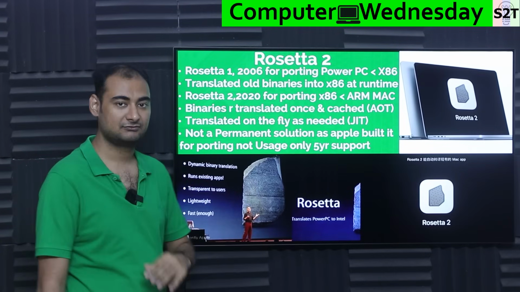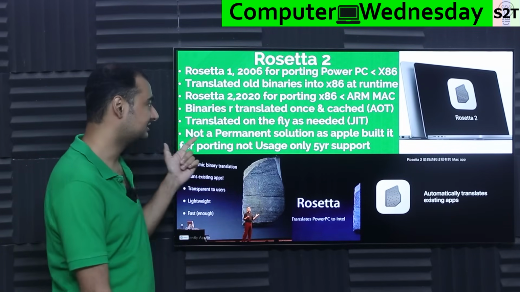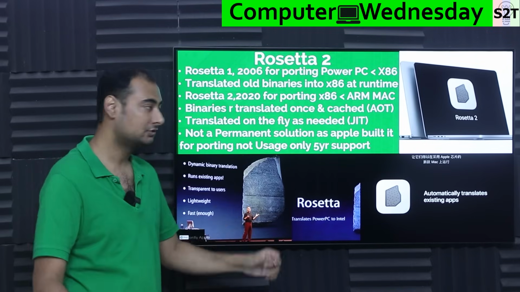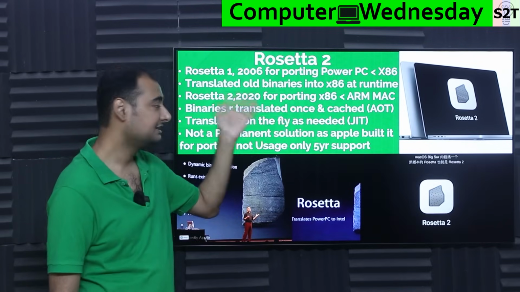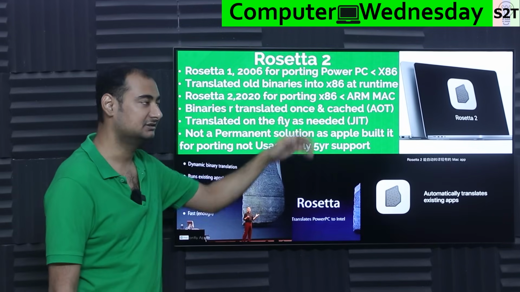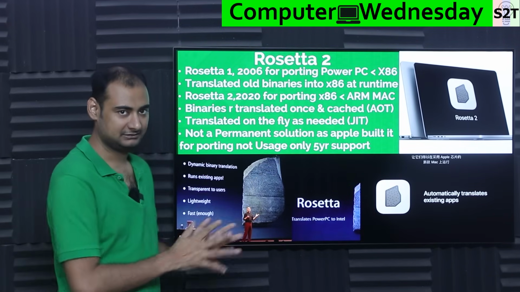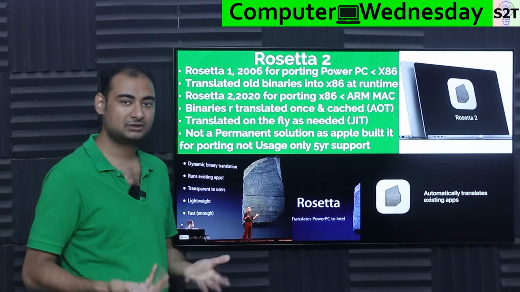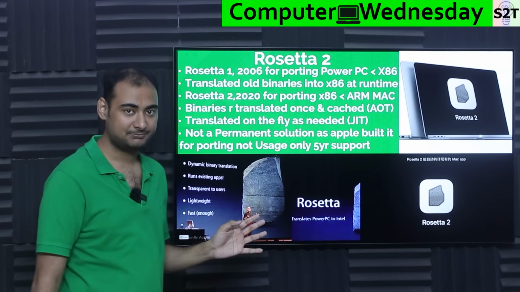So Rosetta 1 was kaput after 5 years. Then Rosetta 2 was created. Why? Again, another divorce. Basically, they got divorced from x86. They created their own ARM silicon system. So they're like, okay, now we have to port. Now, how is it working? Well, again, they have learned a lot from their past experiences.